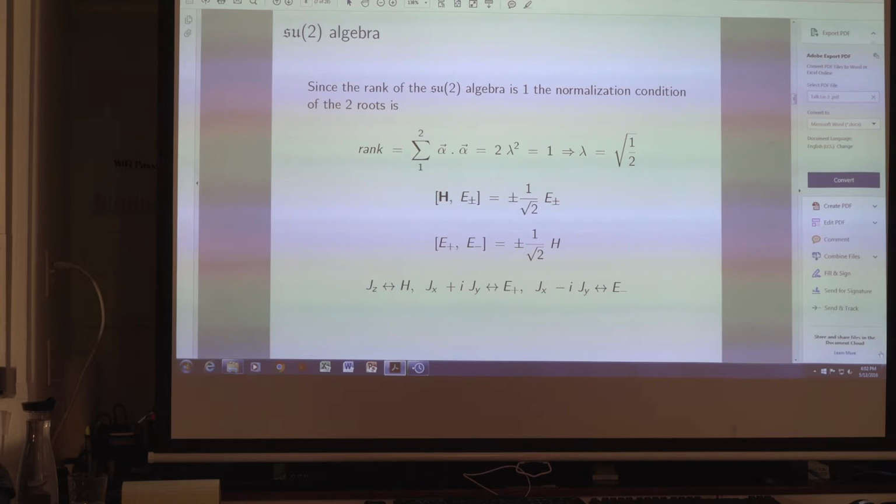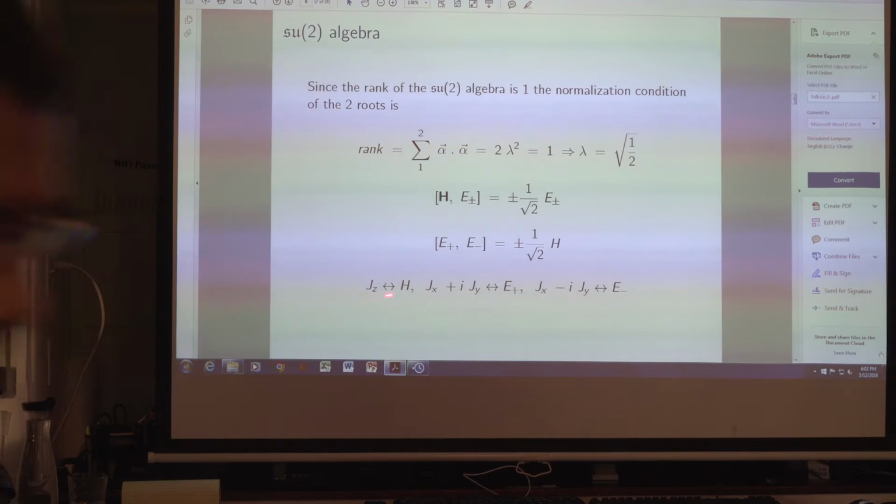Let's do two specific examples. Let's do the SU2 algebra, and afterwards I'll do the SU3 algebra, so you know what I'm doing. Since the rank of the SU2 algebra is 1, there's only one element of your Cartan subalgebra. In that case, you will see that that element of your Cartan subalgebra is the z component of your angular momentum.